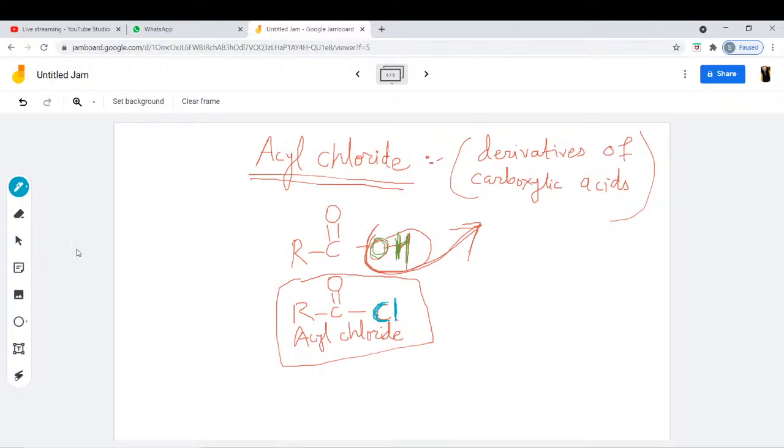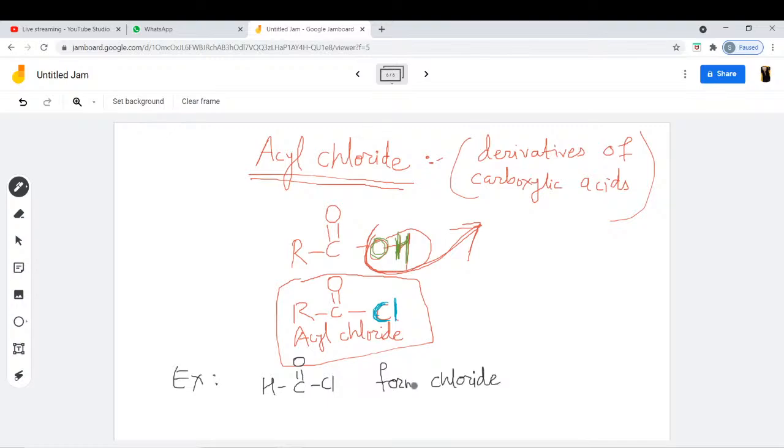Let us take some examples. HC double bond OCl is also a chloride, of course. But particularly this is formed from formic acid. So it is formyl chloride, or formic chloride.